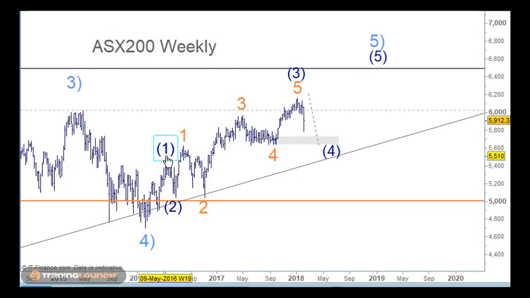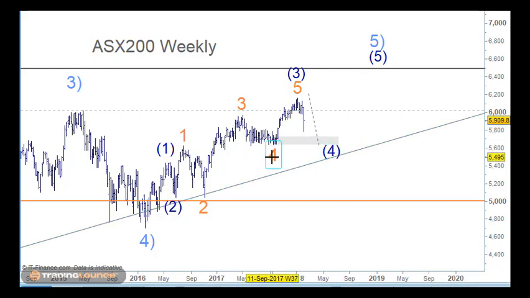So this blue wave one here of intermediate degree, this was also a simple correction of wave 1 and 2 as well. So we should really expect this to be a little bit complicated in here. So most simple corrections in wave 2 are normally an A and a B and a C, a zigzag as they call them. Now when we get to wave 4s here, we can expect things like this.